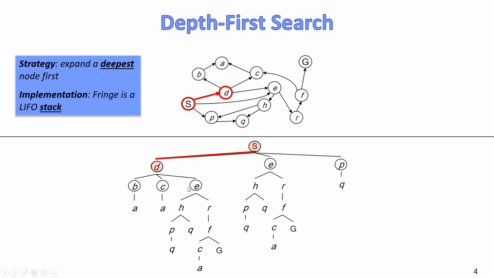B, C, and E are at depth 2. E and P are at depth 1. So we choose one of these three because they are equal in depth. Okay, so the next one will be B. We'll expand it to A. Now we have 5 nodes in the fringe.